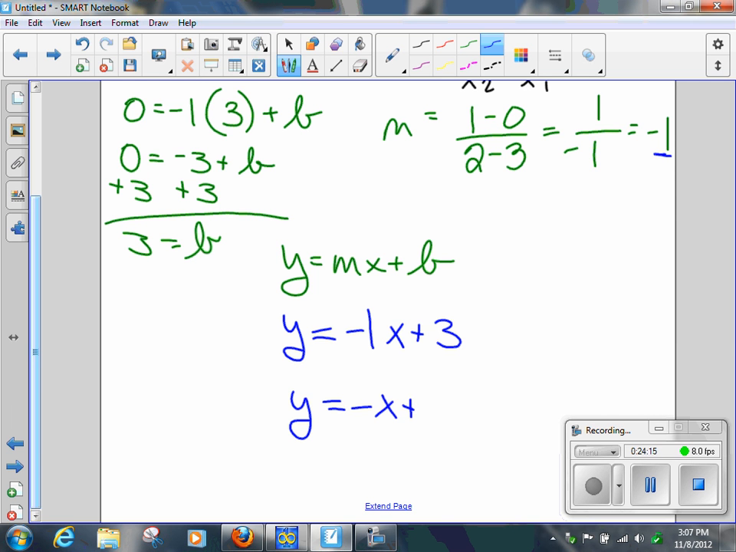Negative x plus 3. How many of you had, out of curiosity, a $100 bill in your pocket? See? Wish I had one. How many of you had negative x plus 3? All right, keep your hands up. How many of you had negative 1x plus 3? Right on. Very good. Any questions at all?